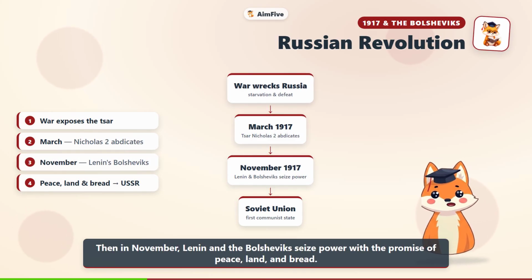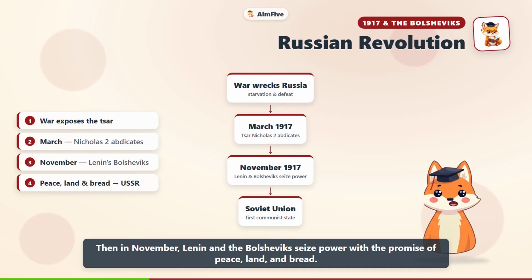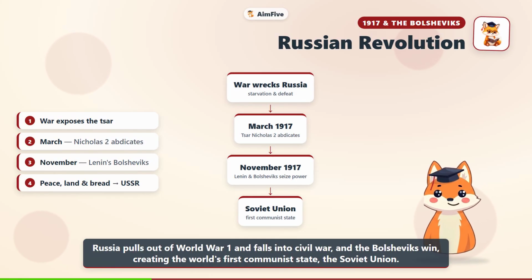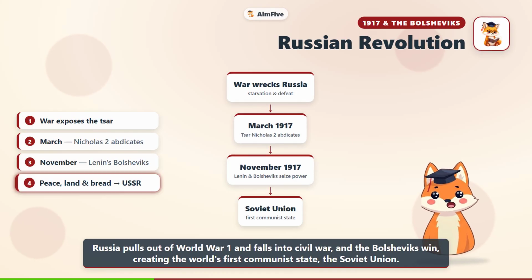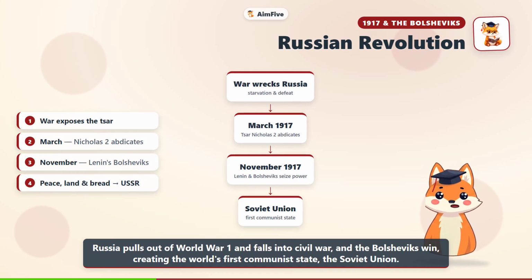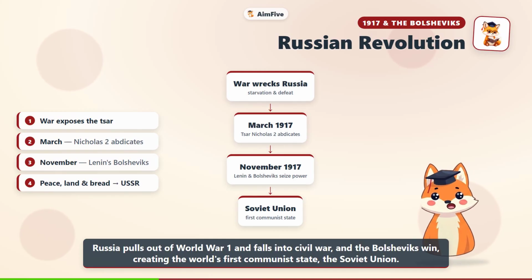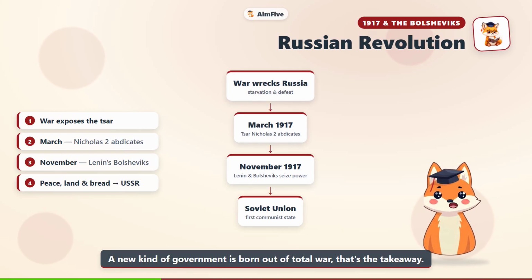Then in November, Lenin and the Bolsheviks seize power with the promise of peace, land, and bread. Russia pulls out of World War I and falls into civil war, and the Bolsheviks win, creating the world's first communist state, the Soviet Union. A new kind of government is born out of total war, that's the takeaway.